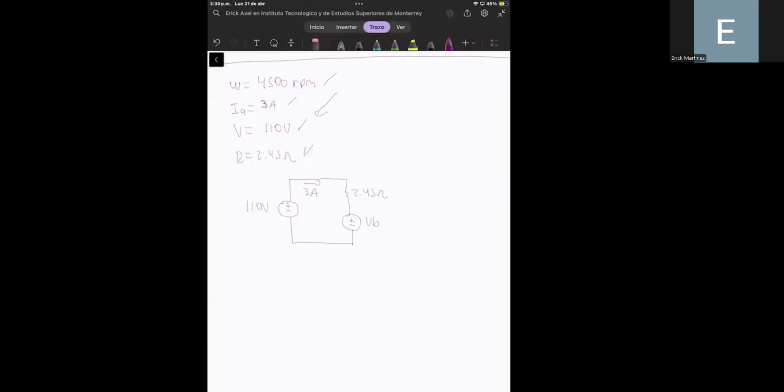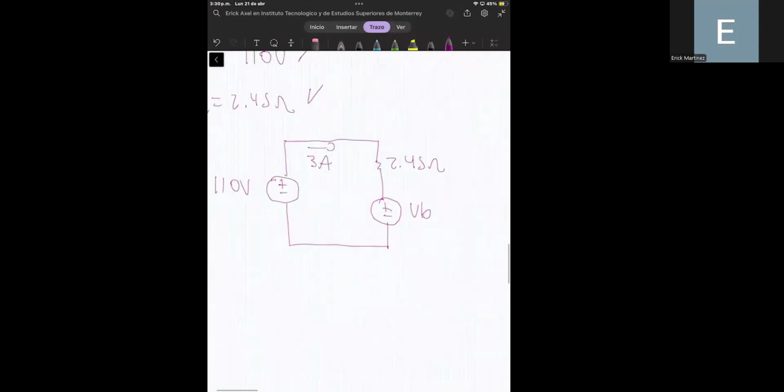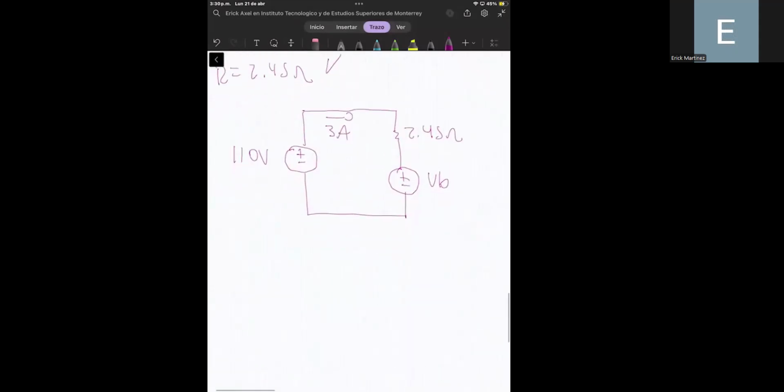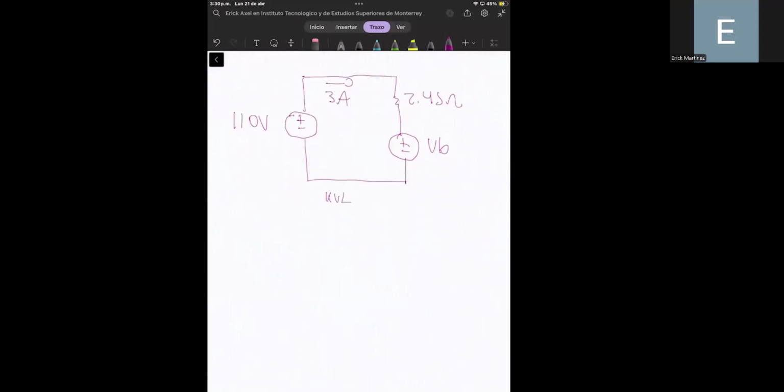But this is relatively simple if we consider that this is basically a DC circuit, and based on this DC circuit, we can apply the Kirchhoff voltage law. So we apply the Kirchhoff voltage law to this equivalent circuit. We know that the equation is as follows. We have minus 110 volts plus 3 amperes times the resistance in the windings, that is 2.45 ohms, plus the back EMF voltage, and this is equal to 0.